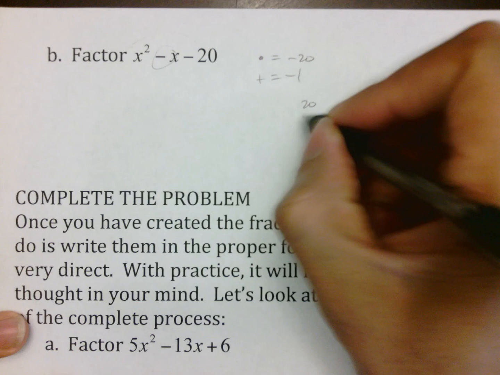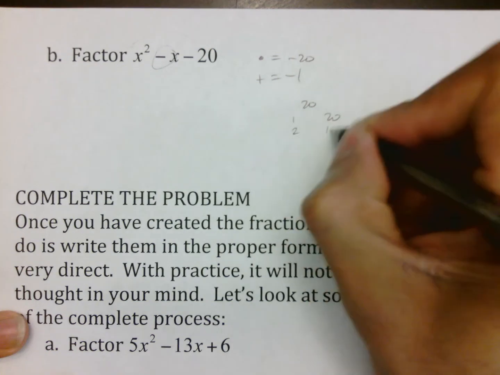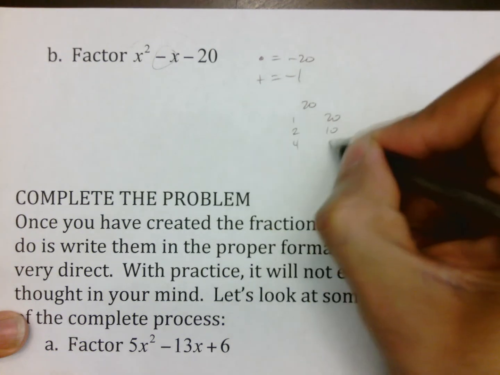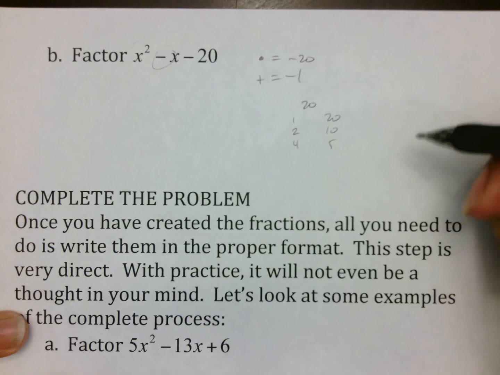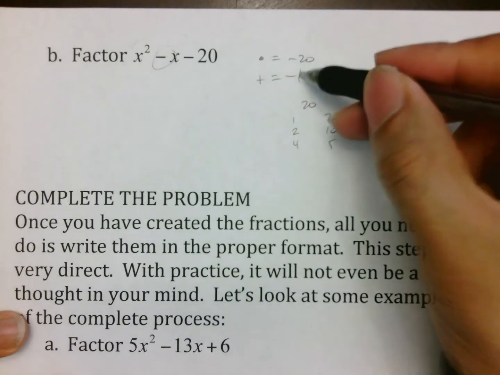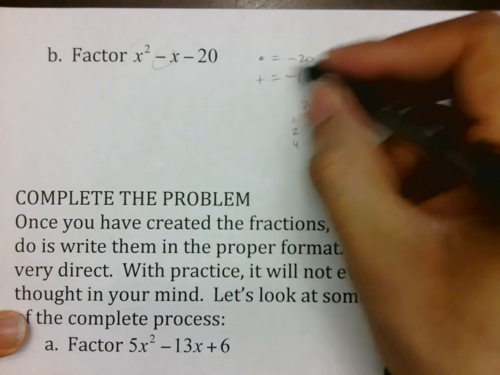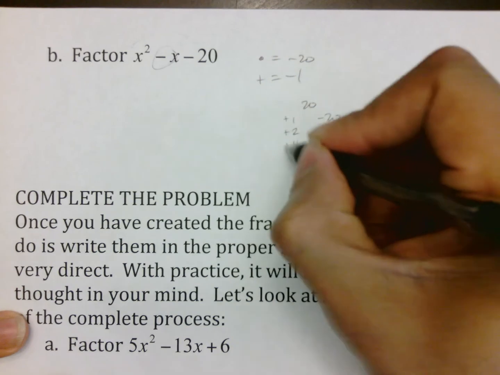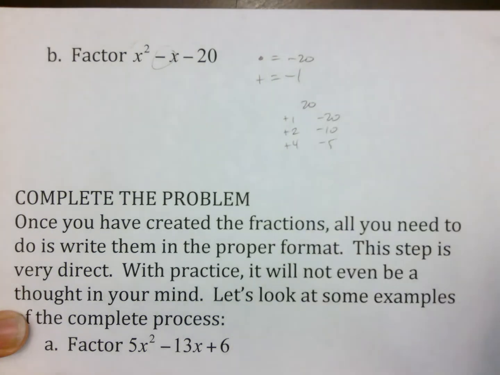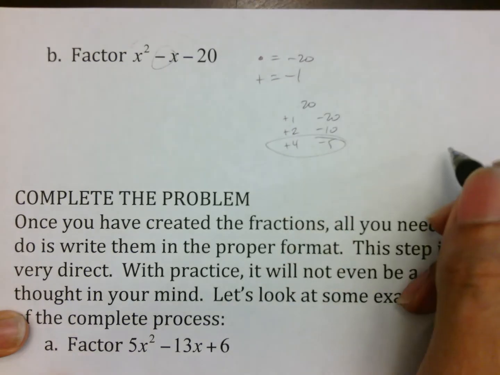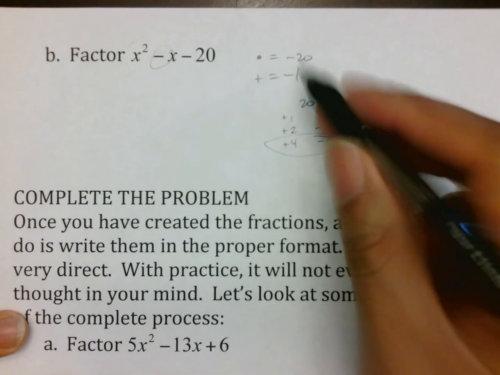Again, all you have to do there is make your tree for 20: 1 and 20, 2 and 10, 3 doesn't go, 4 and 5, 5 is already there. This is it. That means the signs are different. This means my bigger side is negative, and because the signs are different, those have to be positive. The numbers that make a negative 1 are 4 and negative 5. So that's steps 1 and 2.